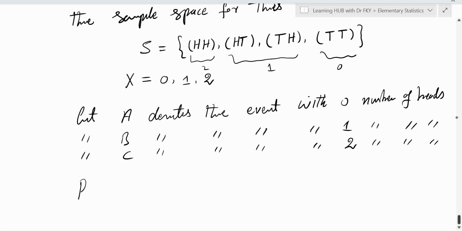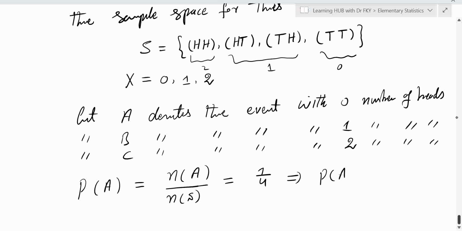Now the probability of A, which means 0 heads, is NA divided by NS, which I explained in my previous lecture on probability. NA means the number of favorable outcomes for A, and NS is the total number of outcomes. The number of favorable outcomes in this experiment with zero heads is only 1. So 1 divided by 4. This means the probability of getting 0 heads on both coins is 1 divided by 4.